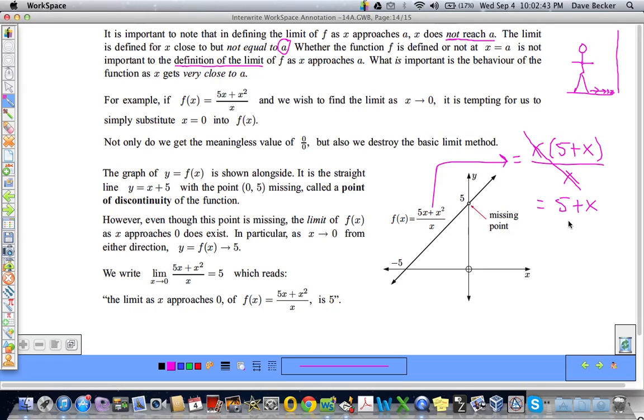So now we can say that the limit as x approaches 0 of 5 plus x is equal to 5 plus 0, and I can now use direct substitution because it's not undefined, and that is equal to 5. Which makes sense because as x approaches 0 from the left and from the right, the value of the function approaches 5, and that's what the definition of a limit is.